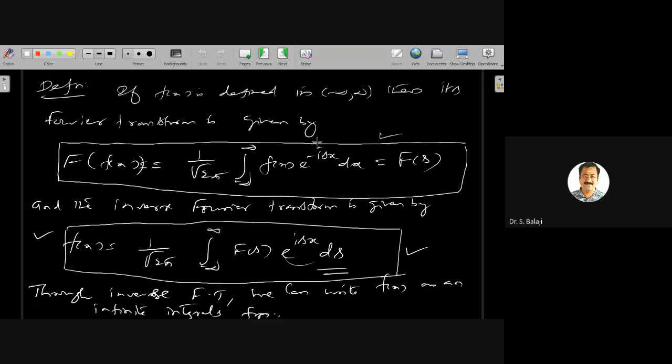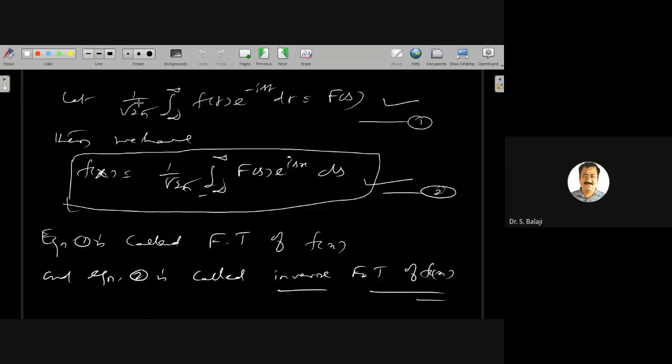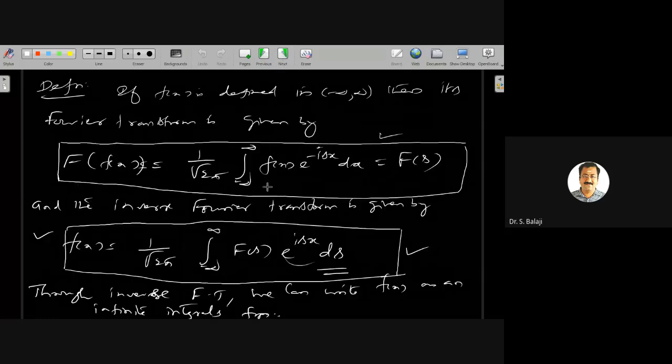This is a fixed part. Like in the Laplace transform, we have e power minus st, here that kernel is e power minus isx. The result will be a function of s. You see the Fourier transform definition previously, 1 by root of 2 pi, integral of f of t e power minus ist, but instead of f of t, here we are using f of x, e power minus isx dx.